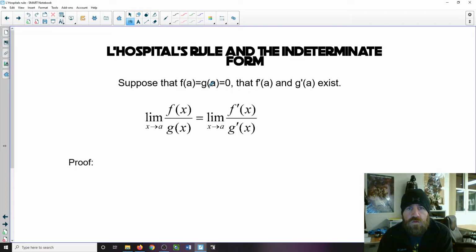L'Hopital's rule says that if we take the limit of two functions divided, it's going to be equivalent to the limit of their derivatives. It's a really cool rule that helps in a lot of situations and makes problems a lot easier. So that's what we're going to look at.